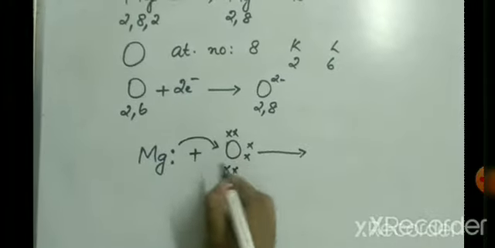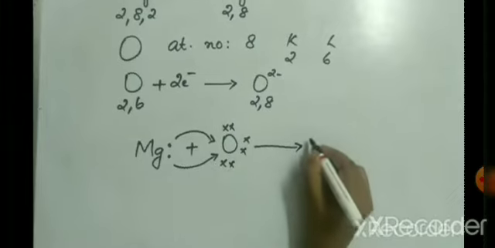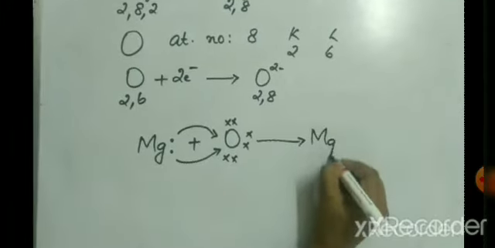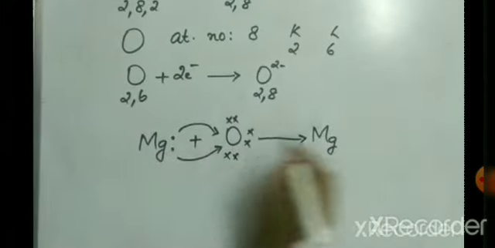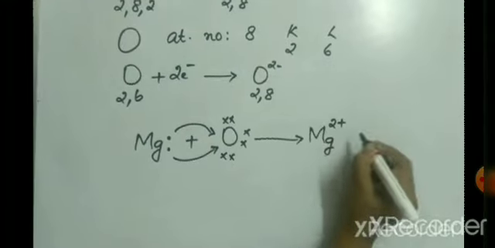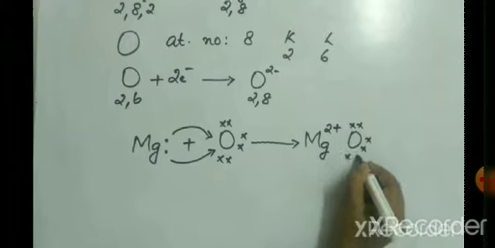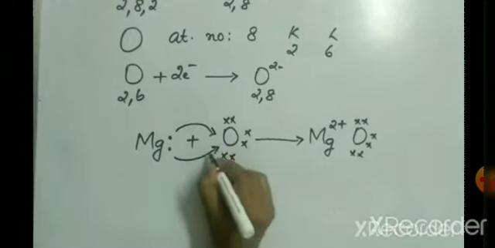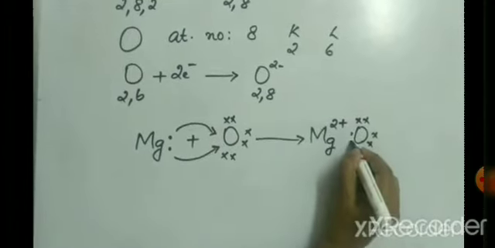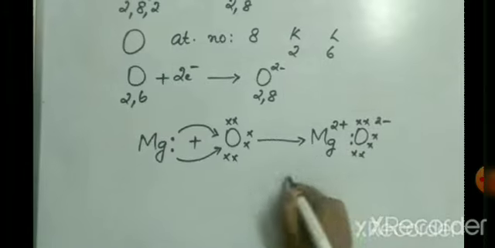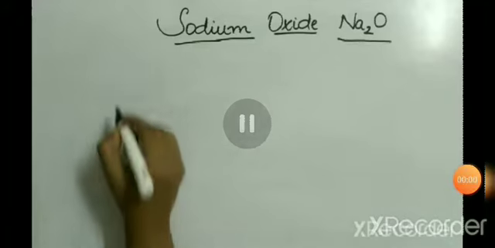There will be transfer of 2 electrons from magnesium to oxygen. Since 2 electrons are lost by magnesium, it will be Mg2+. 2 electrons are gained by oxygen, so oxygen changes to O2-. Thus we get magnesium oxide.